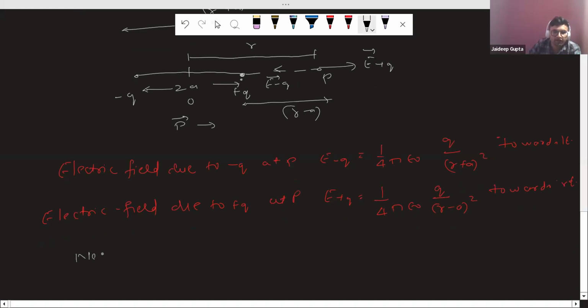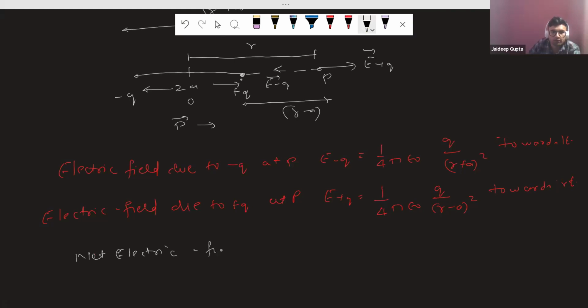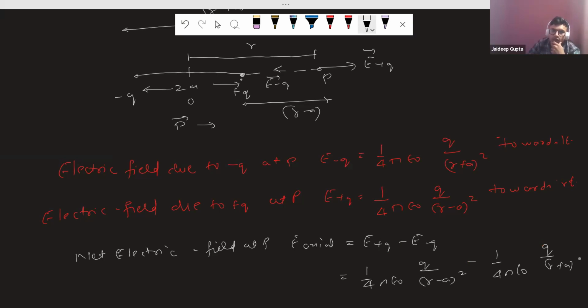So the net electric field at P, that is E axial, equals E positive minus E negative, because the electric field due to the positive charge will be maximum, as that charge is nearer to the point P. It is 1 over 4 pi epsilon naught, q over (r minus a) whole square, minus 1 over 4 pi epsilon naught, q over (r plus a) whole square.